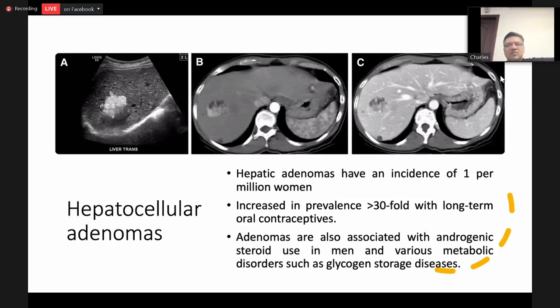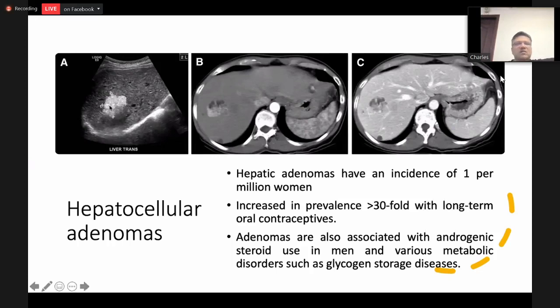So hepatocellular adenomas occur in females on OCPs and females with metabolic syndrome. Adenomas are also seen with androgen use in men, even though rare. And they can also be seen in patients with glycogen storage disease 1A and 3. The importance of diagnosing underlying glycogen storage disease is that patients can be managed with dietary modification.